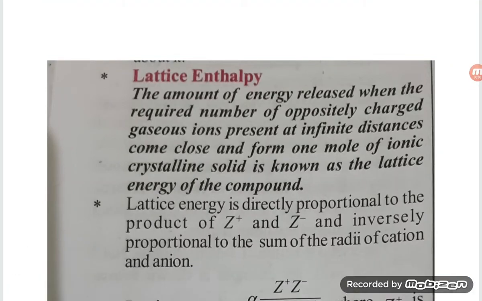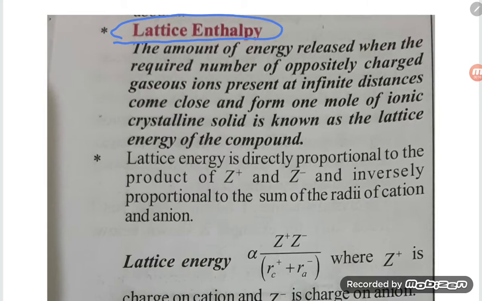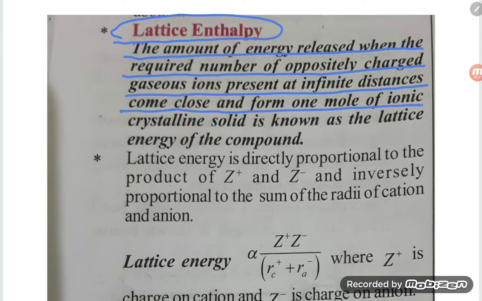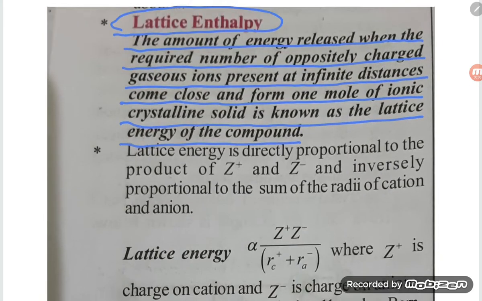Hello students, now let us see the lattice enthalpy from the Narayana NEET book. What is lattice enthalpy and what is the meaning of this? The amount of energy released when the required number of oppositely charged gaseous ions present at infinite distance come close and form 1 mole of ionic compound, a crystalline solid, is known as the lattice energy of the compound.